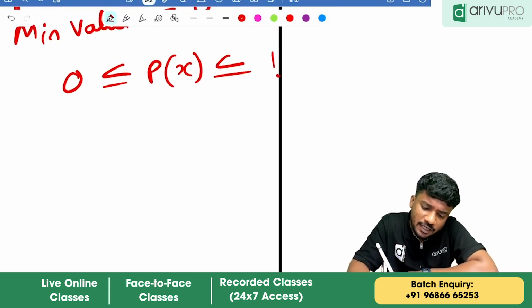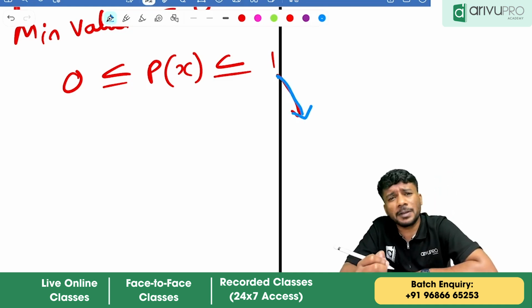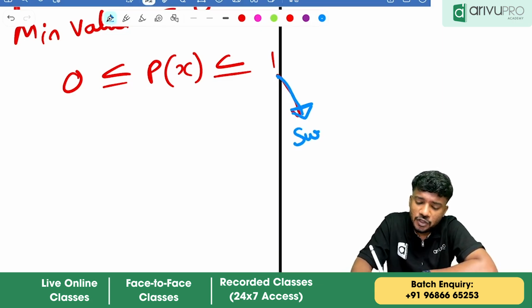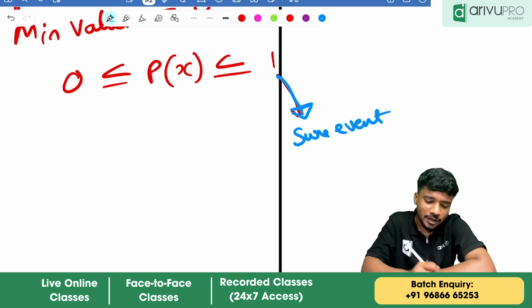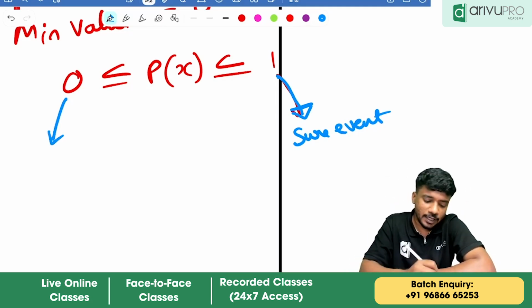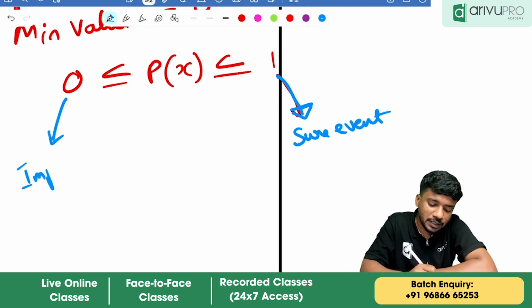Now, whenever the probability value P of X is equal to 1, you should understand it is a sure event. While a probability value equal to 0 is called an impossible event.